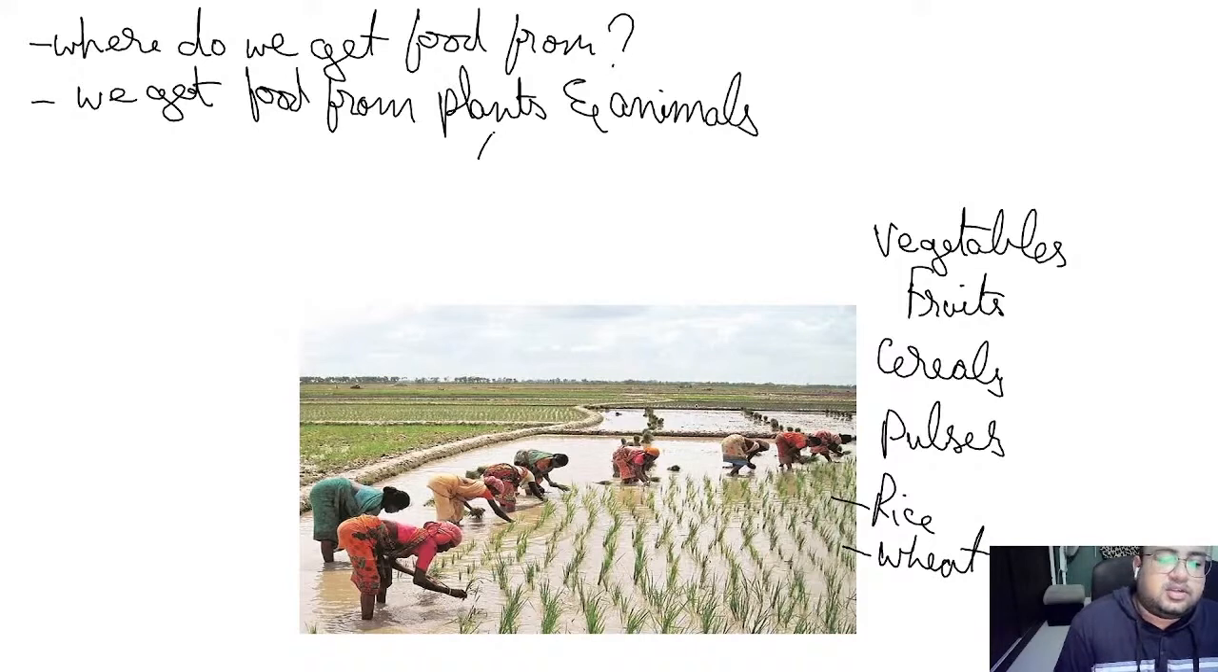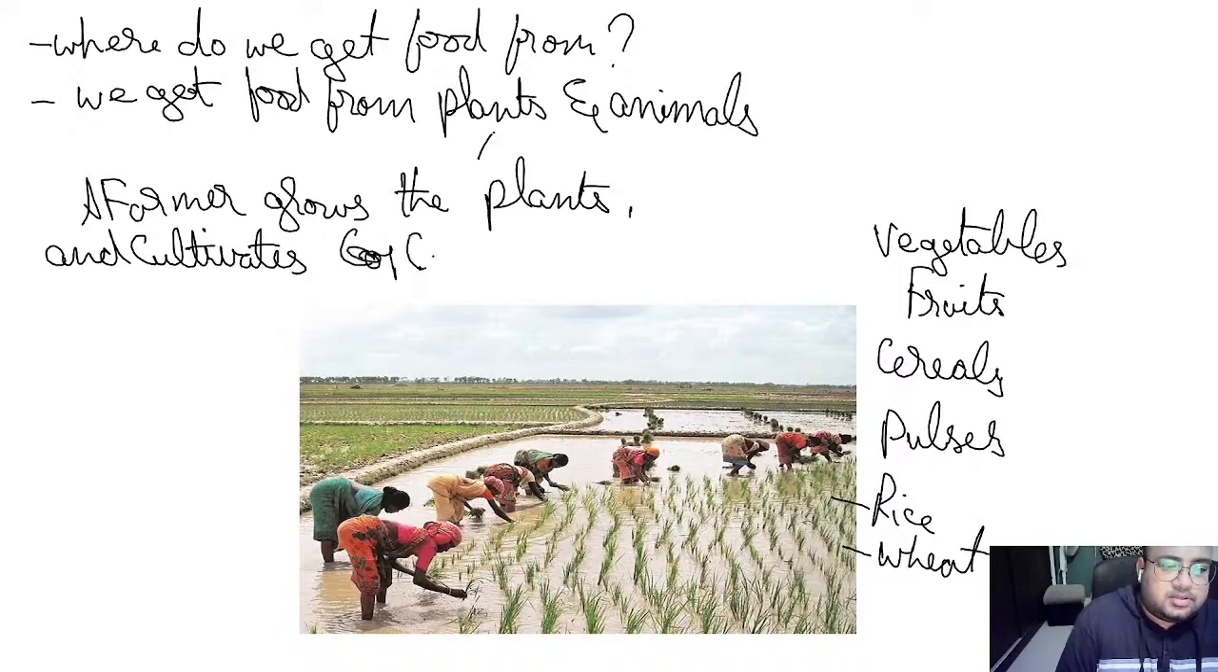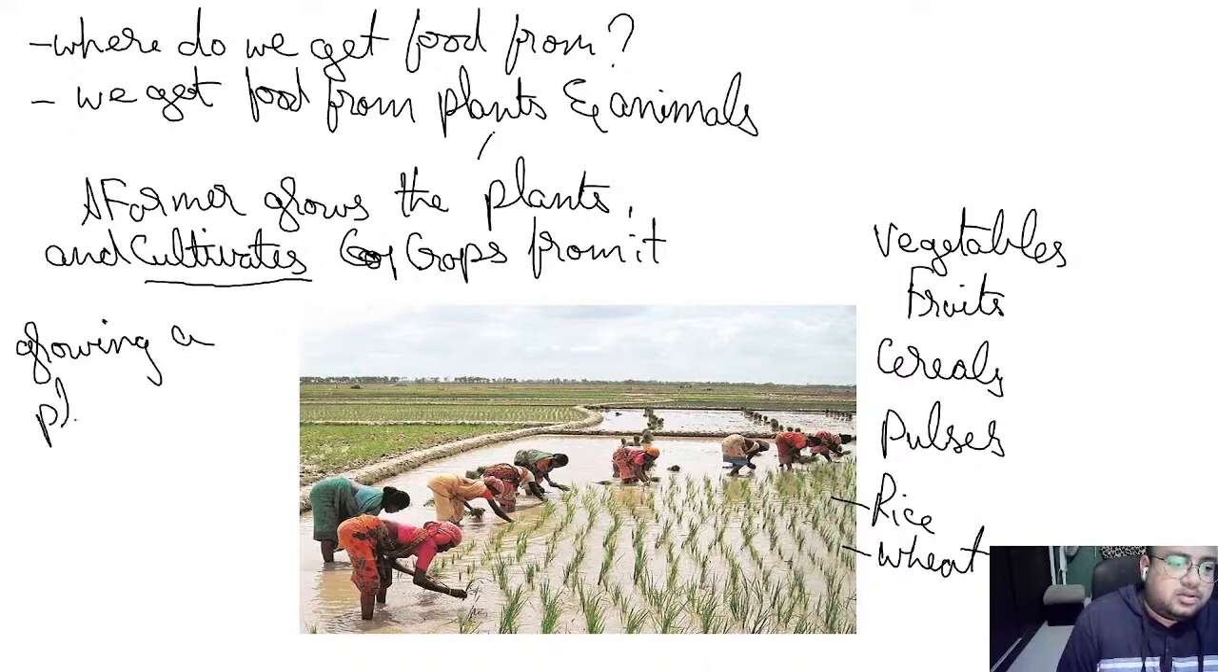So who grows this generally? A farmer. A farmer grows the plants. Okay, he grows it and cultivates crops from it. Okay, cultivate means growing a plant from a seed.